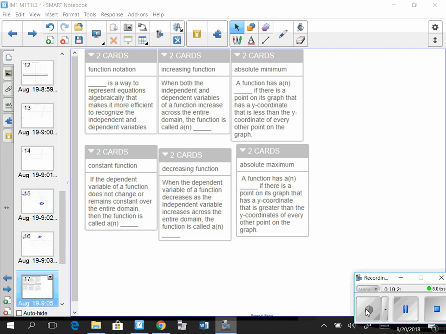I don't have a whole lot to say about this one, but go back and check your work. Make sure you match the correct vocabulary to the correct statements. You can pause the video. When you're done, you can move on.